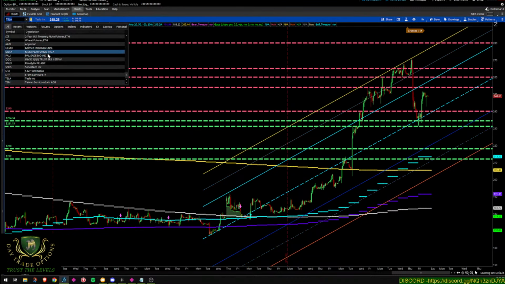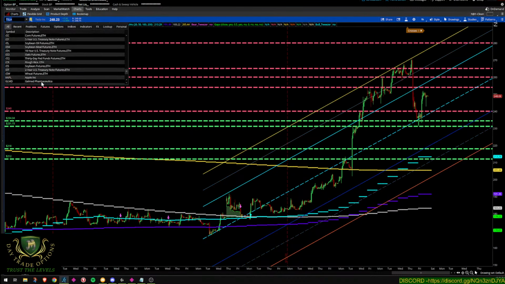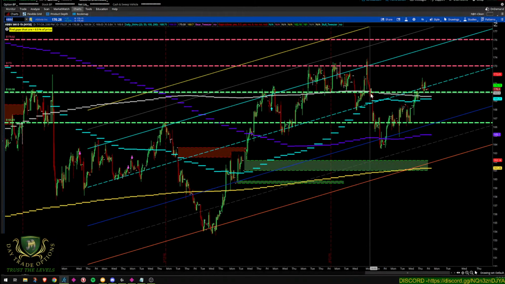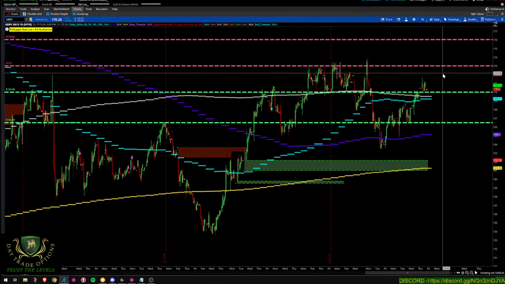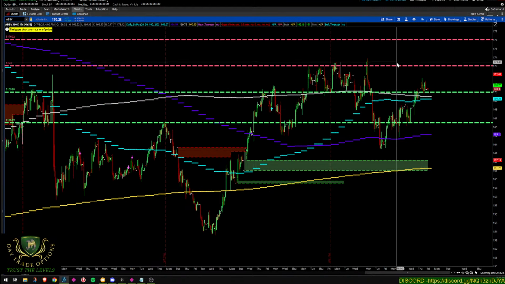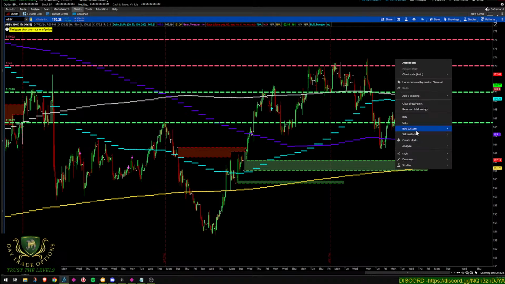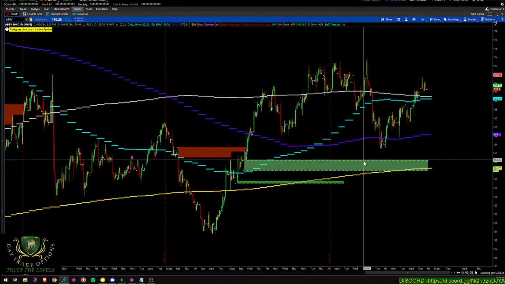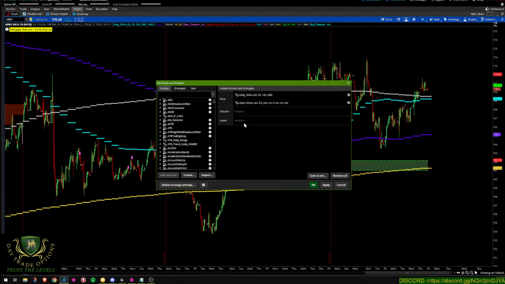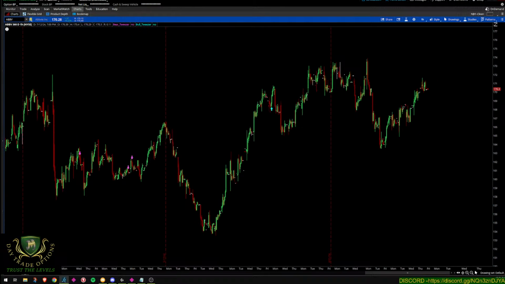So I'm just going to find a clean stock that I haven't marked up yet. I typically should have already had this done, sorry about this. I typically start out with the 1 hour chart. I'm going to get rid of everything. Boom. Okay, here we go.